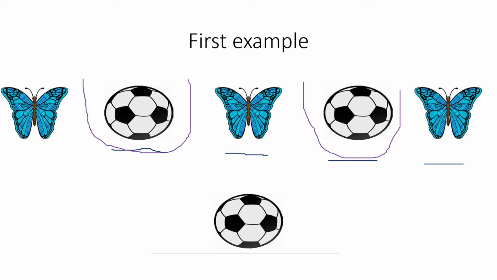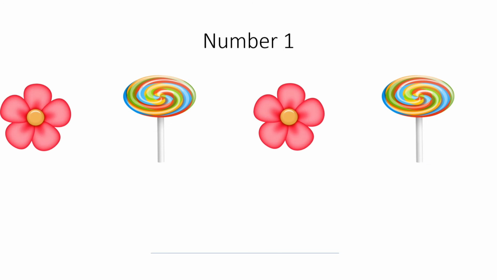Now I hope I haven't lost you. Let's look at another question. So we have our number one. Let's look at our number one question. Again, we have something that is happening again and again, something that is repeating itself. So first we have our flower. After our flower we have a lollipop. After our lollipop we have a flower again, and after our flower we have a lollipop.